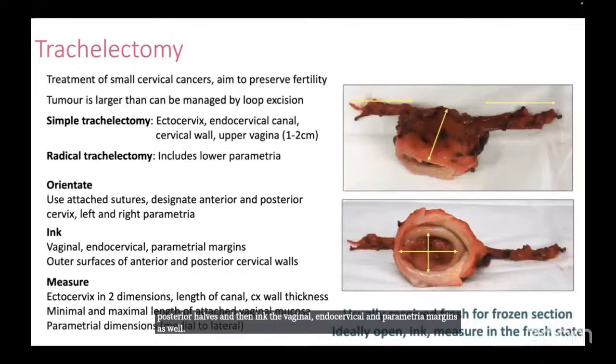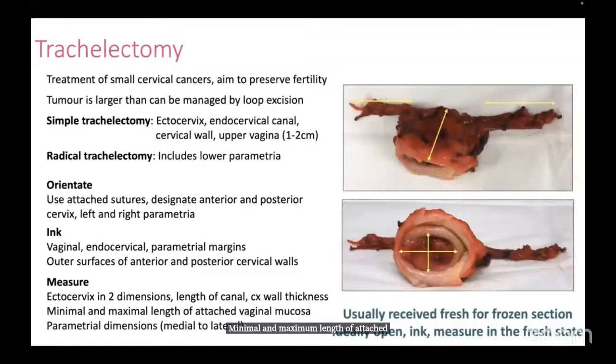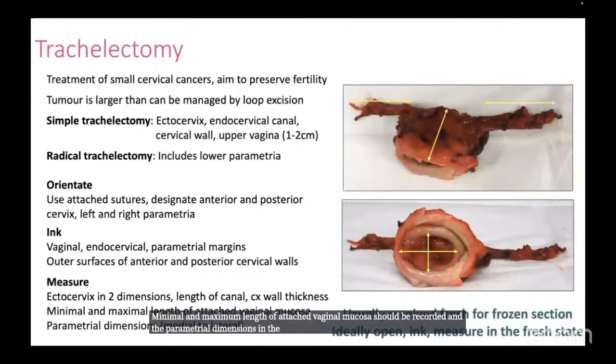As is convention, measure the ectocervix in the 2 dimensions as I've described, along with the length of the canal, and also measure the wall thickness. Minimal and maximum length of attached vaginal mucosa should be recorded, and the parametrial dimensions in the mediolateral plane are also documented.